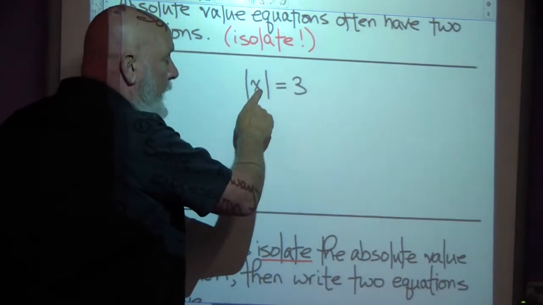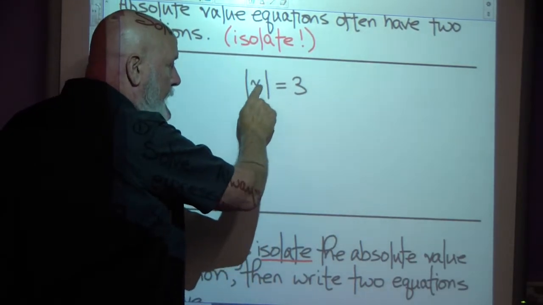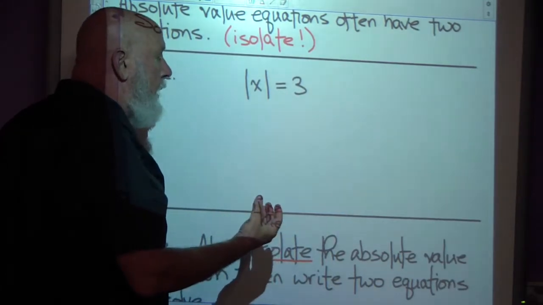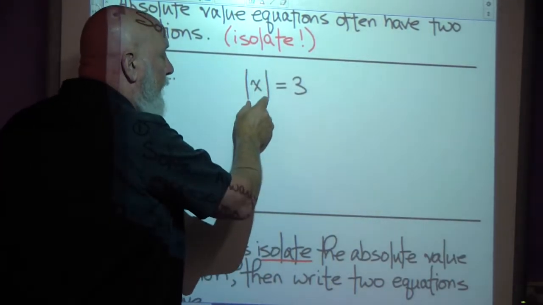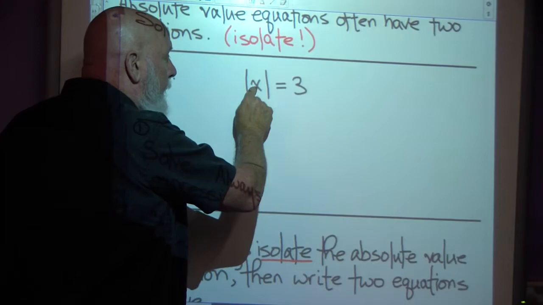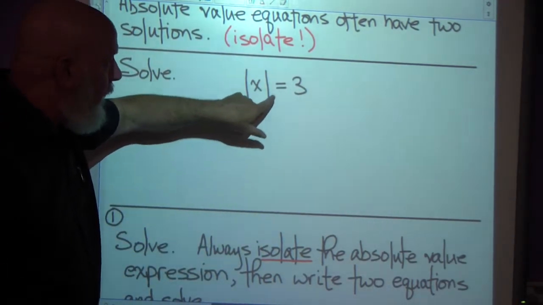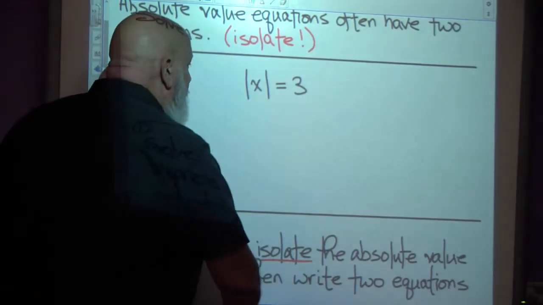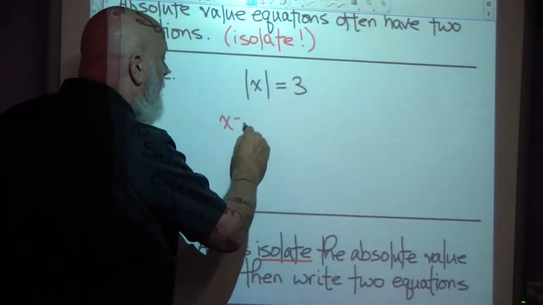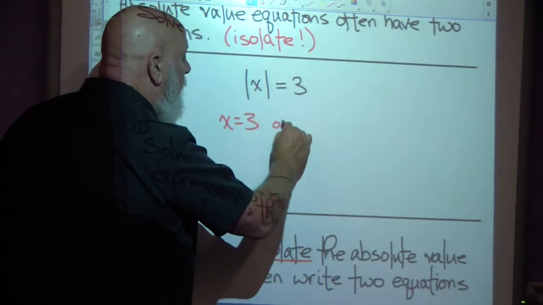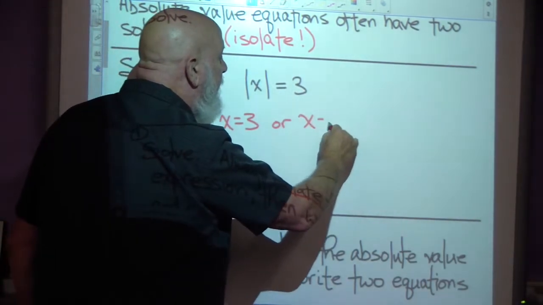I could put in a 3. The absolute value of 3 is 3. Or I could put in negative 3. The absolute value of negative 3 is also 3. So I'm taking the absolute value and I'm getting 3. That means x could be 3 or x could be negative 3.